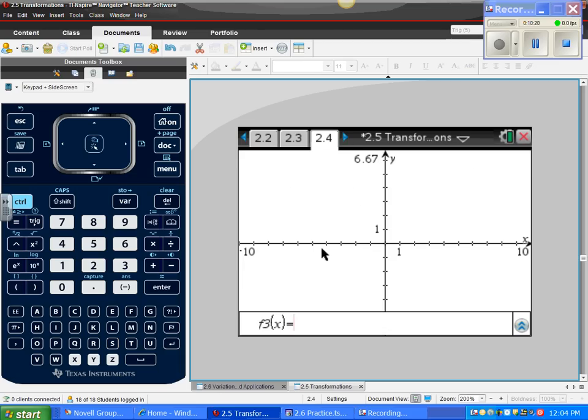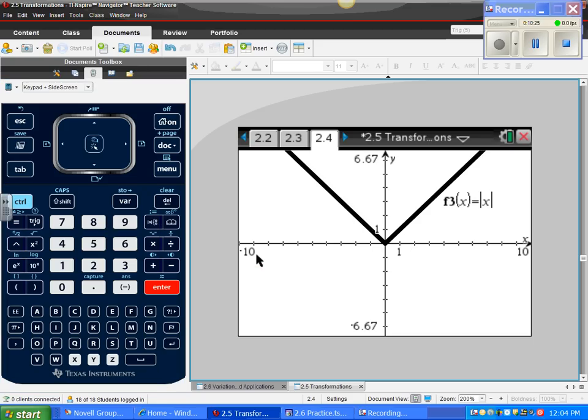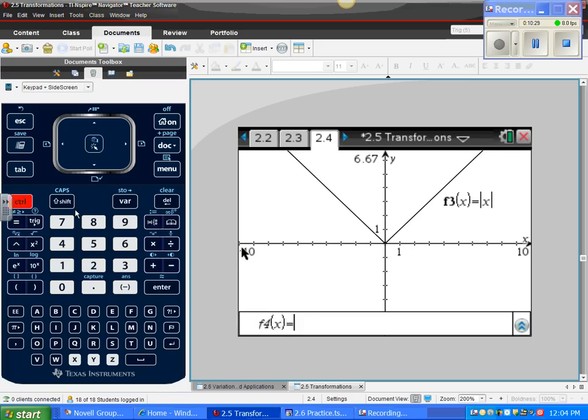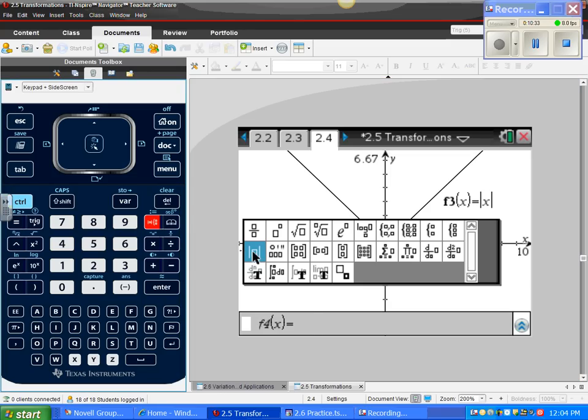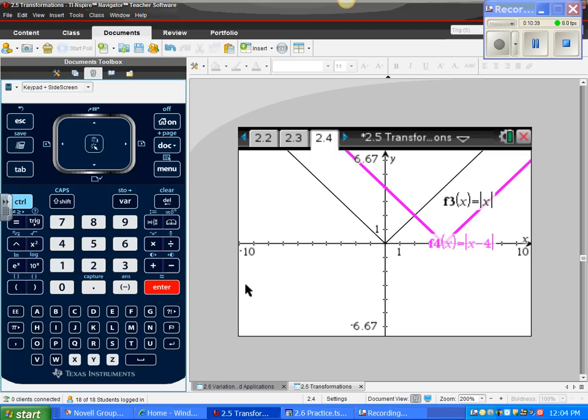And we're going to check ourselves here. We've got the absolute value of x, which is our parent function. Control G brings back up that function bar. And then we had the absolute value of x minus 4. And we seem to have moved to the right 4 units, so we're good.